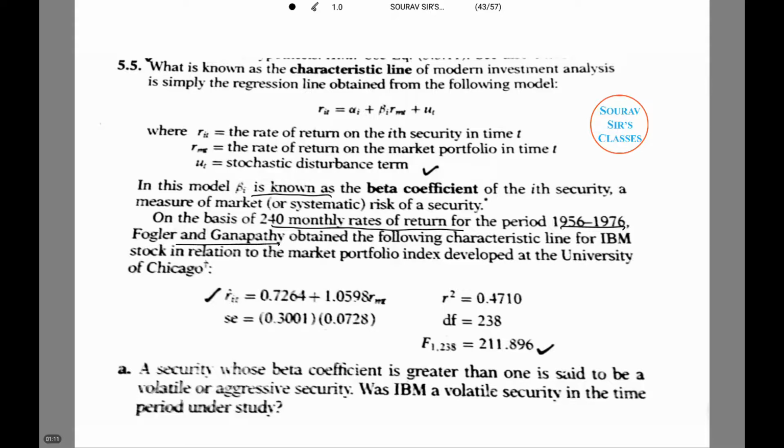obtained the following characteristic line for IBM stock in relation to the market portfolio index developed at the University of Chicago. RIT equals 0.7264 plus 1.0598 RMT. SE equals 0.3001 and 0.0728, R square equals 0.4710, DF equals 238, and F (1, 238) equals 211.896, and hence we are given most of the values.